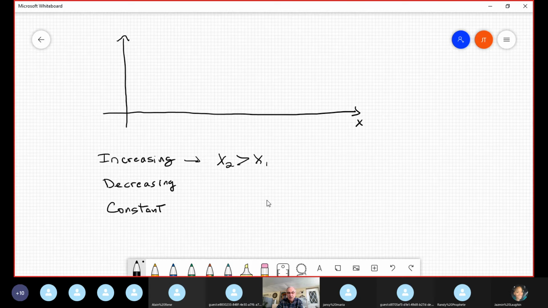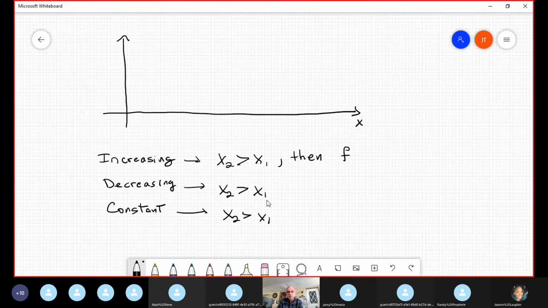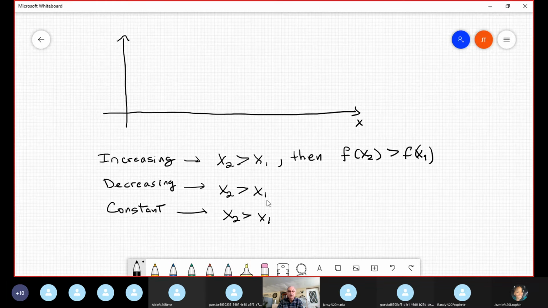I pick intentionally x2 bigger than x1, always. So when you plug it into the function, if the function at x2 is greater than the function at x1, it's obvious it's increasing. Look at this example.